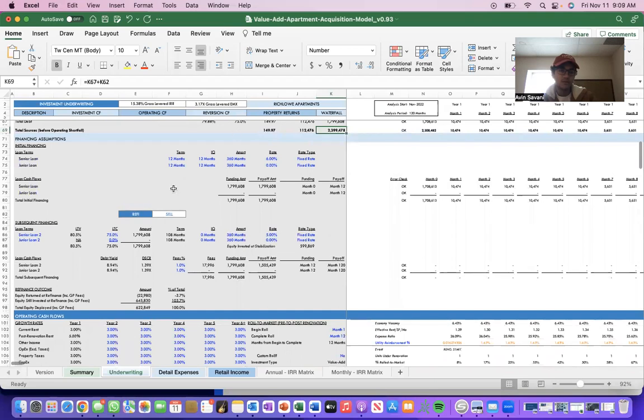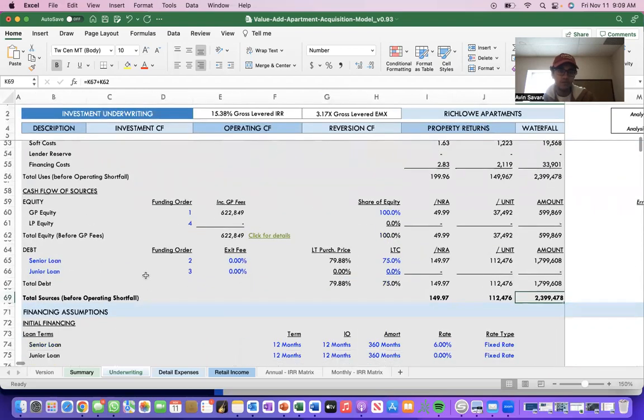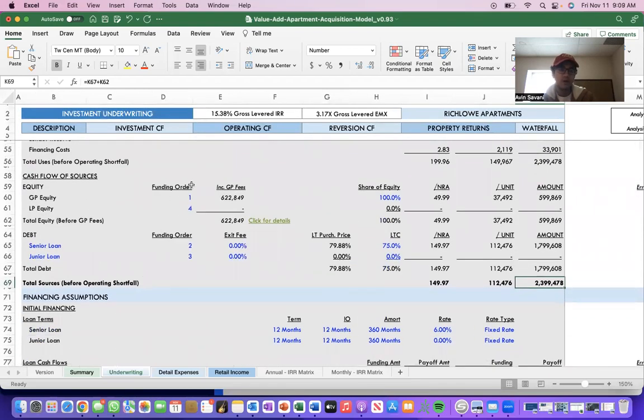And then you'll see here as the initial financing, if you have the first loan on there, the senior loan, that might be funded first, and then you'll see the other stuff. So here is a breakdown of the funding order. So always the first funding order is going to be the GP equity, in most cases. Sometimes it might even be the LP equity.